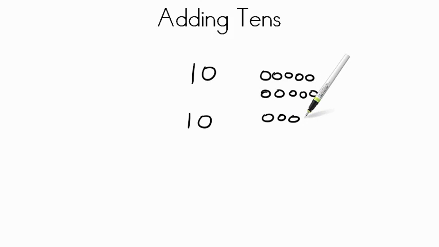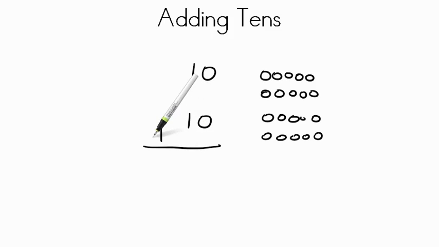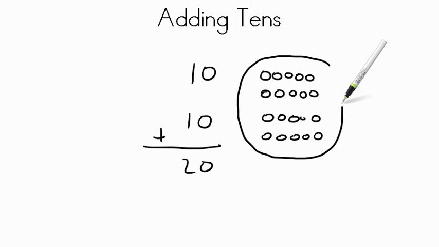1, 2, 3, 4, 5, 6, 7, 8, 9, 10, we have added two groups of 10, and we get the answer of 20. We have 20 total. Now notice something in our numbers didn't change. Right here, notice we have a 0 here, a 0 here, a 0 here. The only number that changed when we added up 10 plus 10 was the 2. This 1 and 1 become 2.